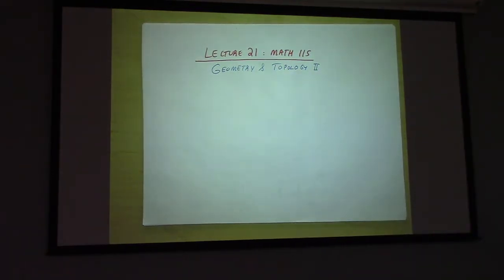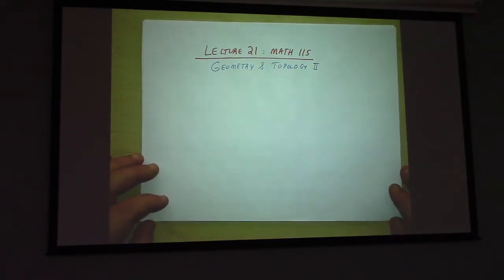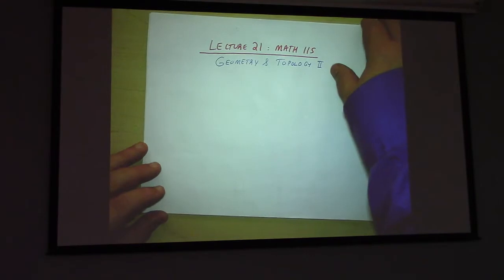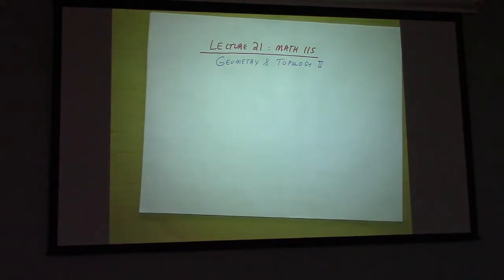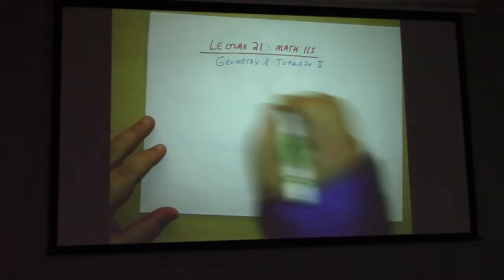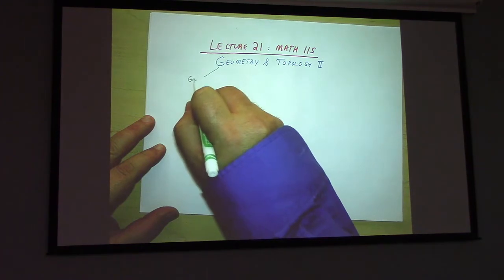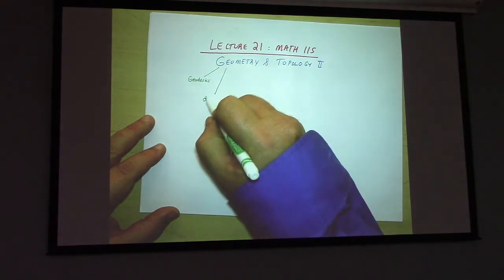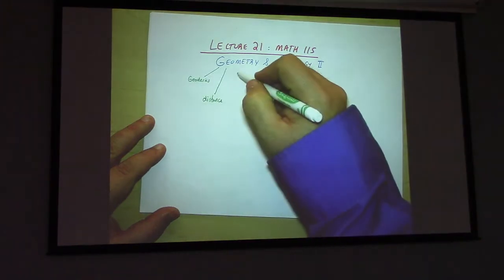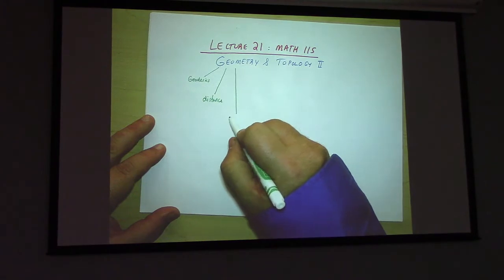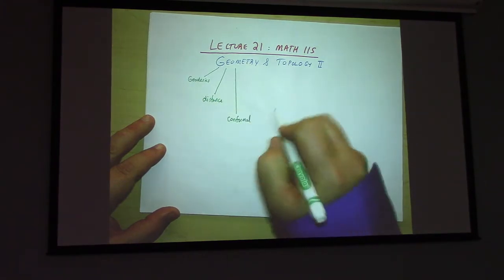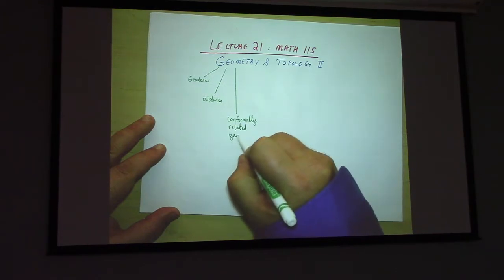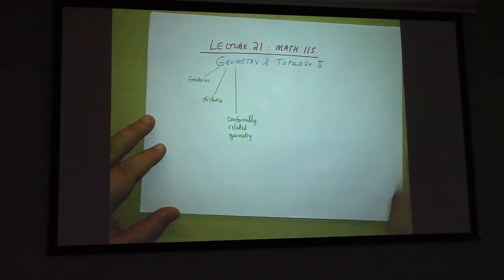So here we are. This is lecture 21, Math 115. I've got a little bit more to tell you about geometry and topology, so let's get right into it. I brought some toys today. I wanted to talk a little bit more about geodesics, and a little bit more about ideas of distance. I'd also like to show you an example of conformally related geometry. Let's see here, what else do I need to show you about? There is one other thing that we're talking about today.